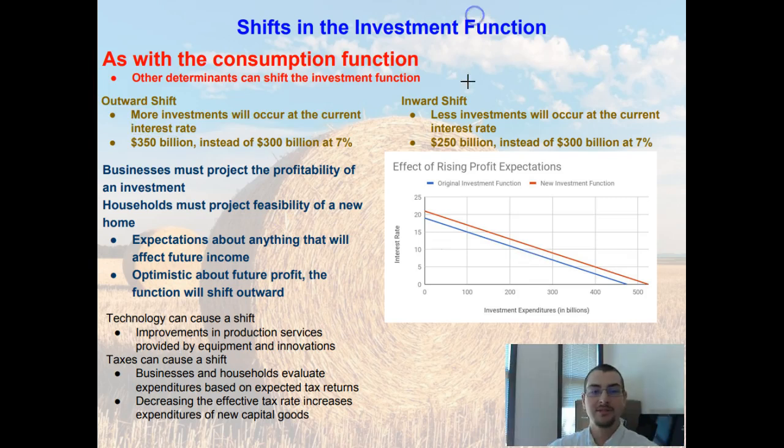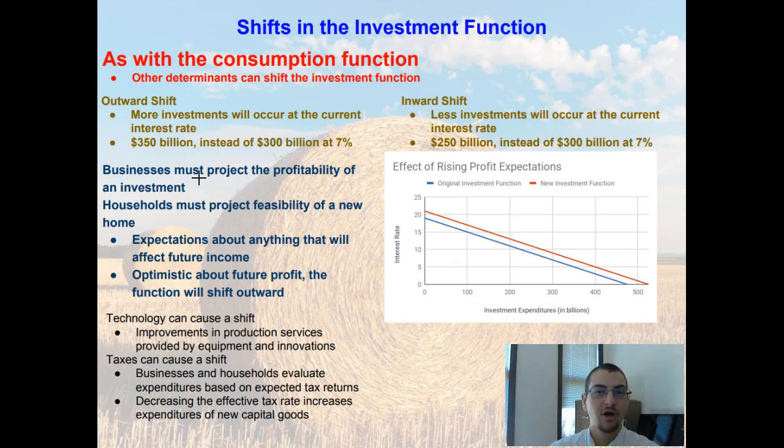An inward shift is the exact opposite of that. It's when less investment occurs at the current interest rate. It's whenever we move from that red line to, say, that blue line. Now we're at 7%, but instead of $300 billion, we're only investing $250 billion. So there's less investment that occurs at the same interest rate.